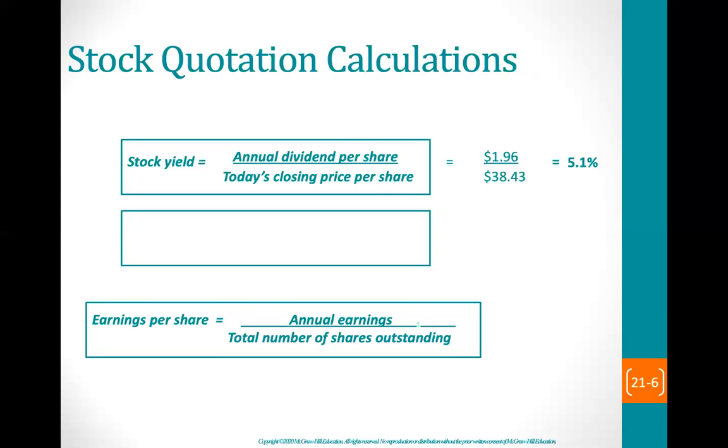Next, earnings per share. Earnings per share is not listed on the stock quote, but you can calculate it by taking annual earnings divided by total number of shares outstanding. In our example, annual earnings divided by total number of shares outstanding, we get $2.14 earnings per share.